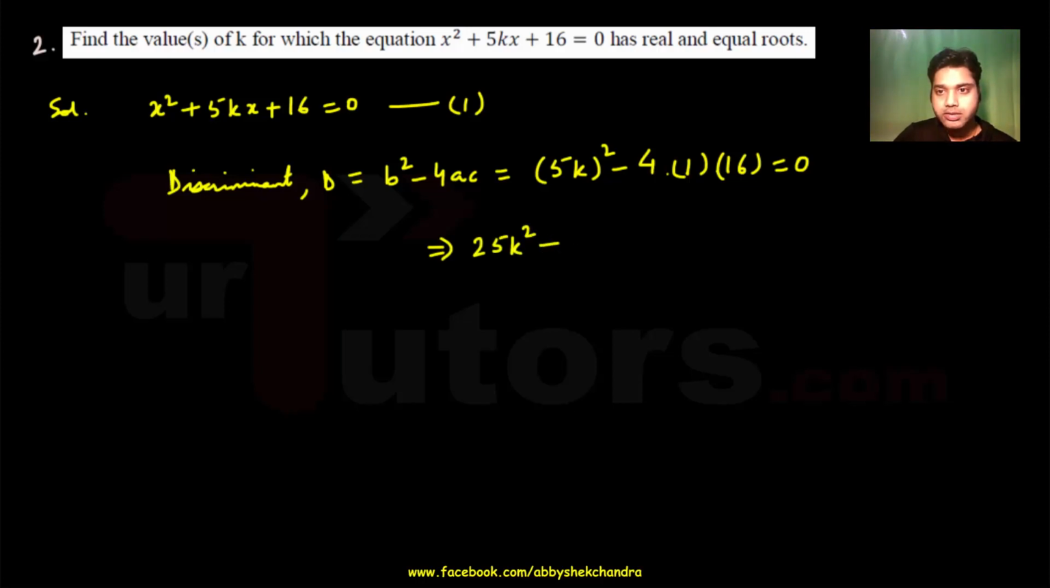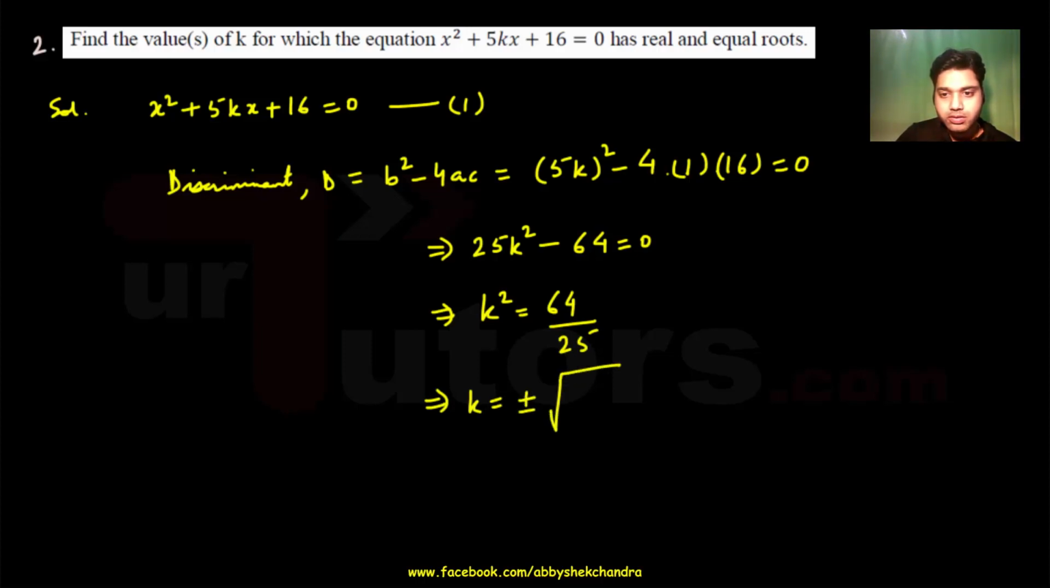25k squared minus 64 should be equal to 0, or k squared should be equal to, we take 64 to the other side, becomes plus 64, and then we shift this 25 to the other side, it'll go in division. This implies k will be equal to plus minus root over 64 by 25. This will be plus minus root over 64 is 8, root over 25 is 5. So there'll be two values of k, plus 8 by 5 and minus 8 by 5.